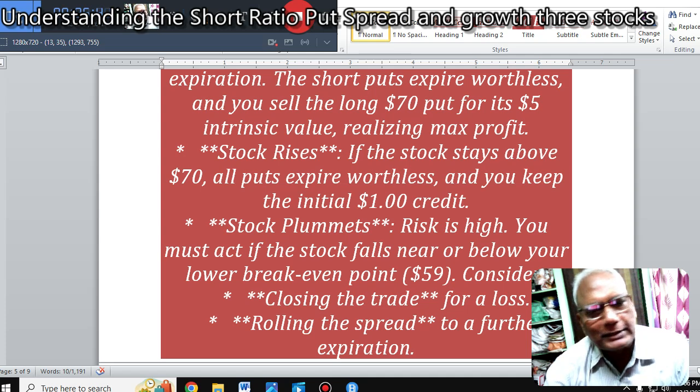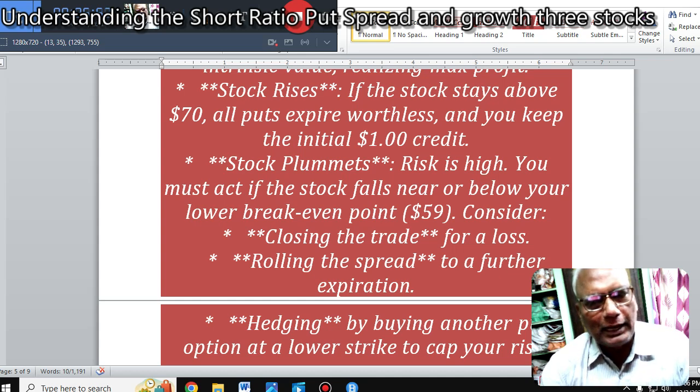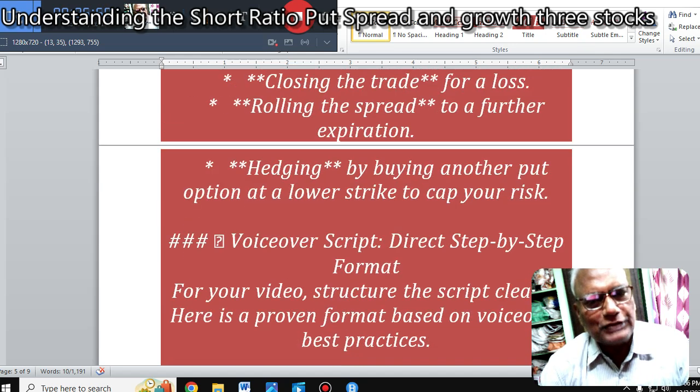Stock plummets: risk is high. You must act if the stock falls near or below your lower break-even point, $59. Consider closing the trade for a loss, rolling the spread to a further expiration, or hedging by buying another put option at a lower strike to cap your risk.